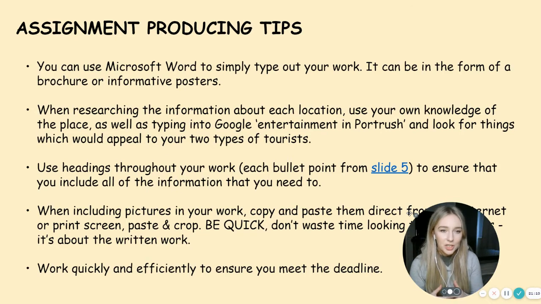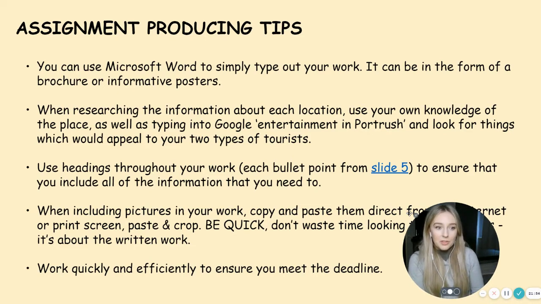I've said when researching the information about each location, use your own knowledge of the place as well as typing into Google entertainment in Portrush or sightseeing in Portrush or natural attractions in Belfast. So you actually have to type into Google to find out a lot of this stuff, but you might know about it yourself. And look for things which would appeal to your two types of tourists. So a lot of this is going to be just Googling information, seeing what you can find and saying to yourself, is that relevant to my type of customer? And then you have to put it into your own words and say, right, okay, this attraction would appeal to this type of customer because blah blah blah.